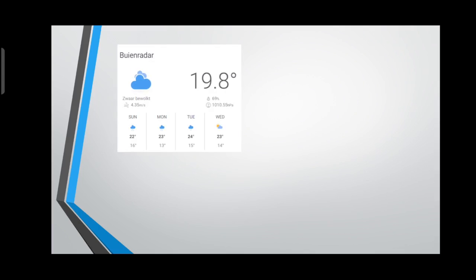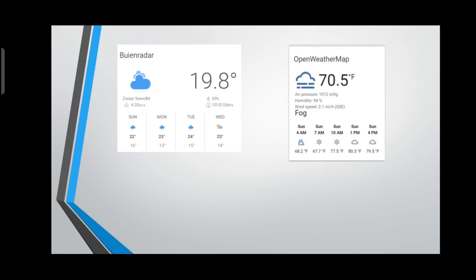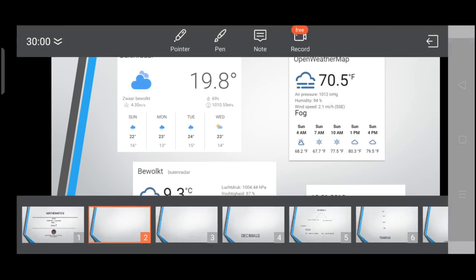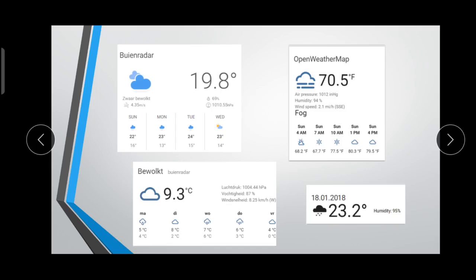Have you seen the news channels report the maximum and minimum temperature of a particular place on a particular day, children? Yes. So the news channel also shows the weather report at the end, isn't it? So now I'm also showing some weather reports here. The weather report is 19.8 degrees Celsius, 70.5 degrees Celsius, 9.3 degrees Celsius, then 23.2 degrees Celsius, isn't it? Yes. Now let me show you the next slide.